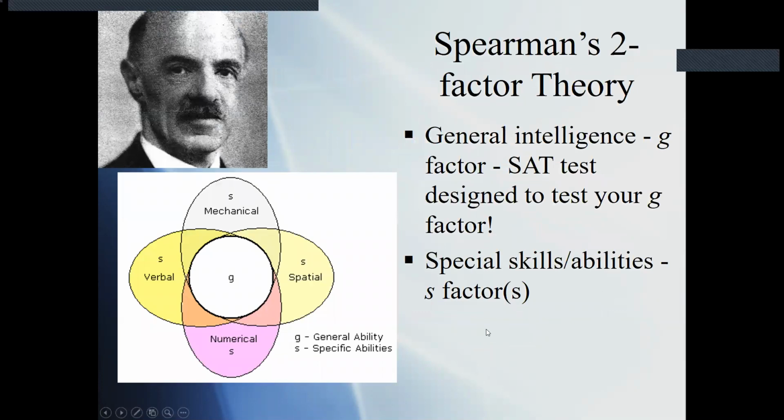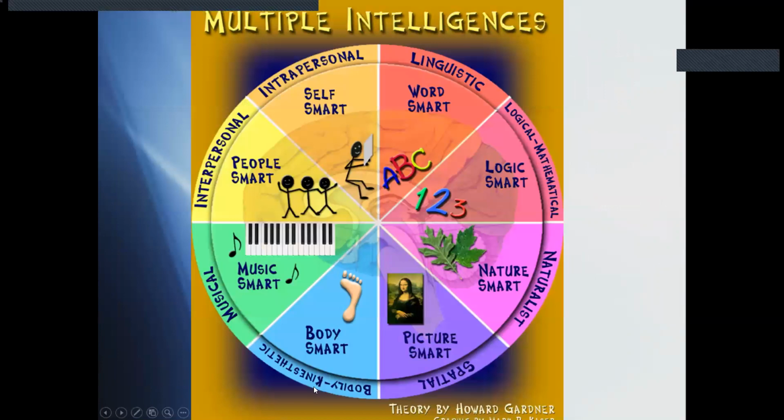All right, different theories on intelligence. So this is Charles Spearman's two-factor theory. He said we have a general intelligence he called the G factor, which is like what your SAT test is designed to calculate. Then you have a special skills and ability he called the S factor. So that's just a very basic way of looking at intelligence.